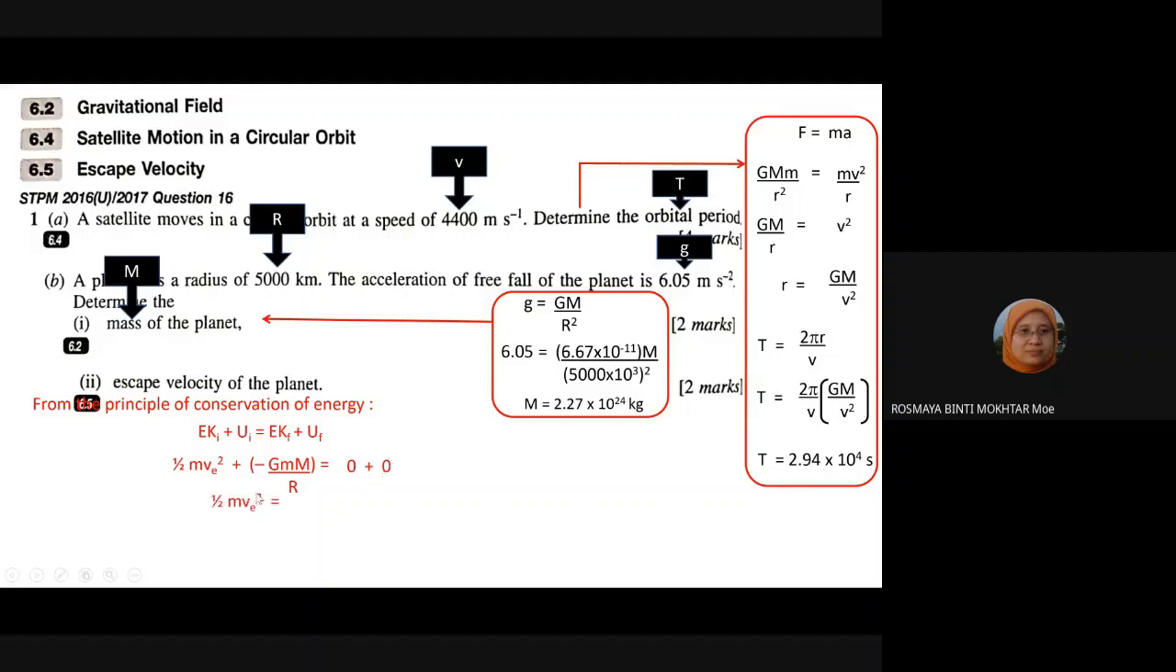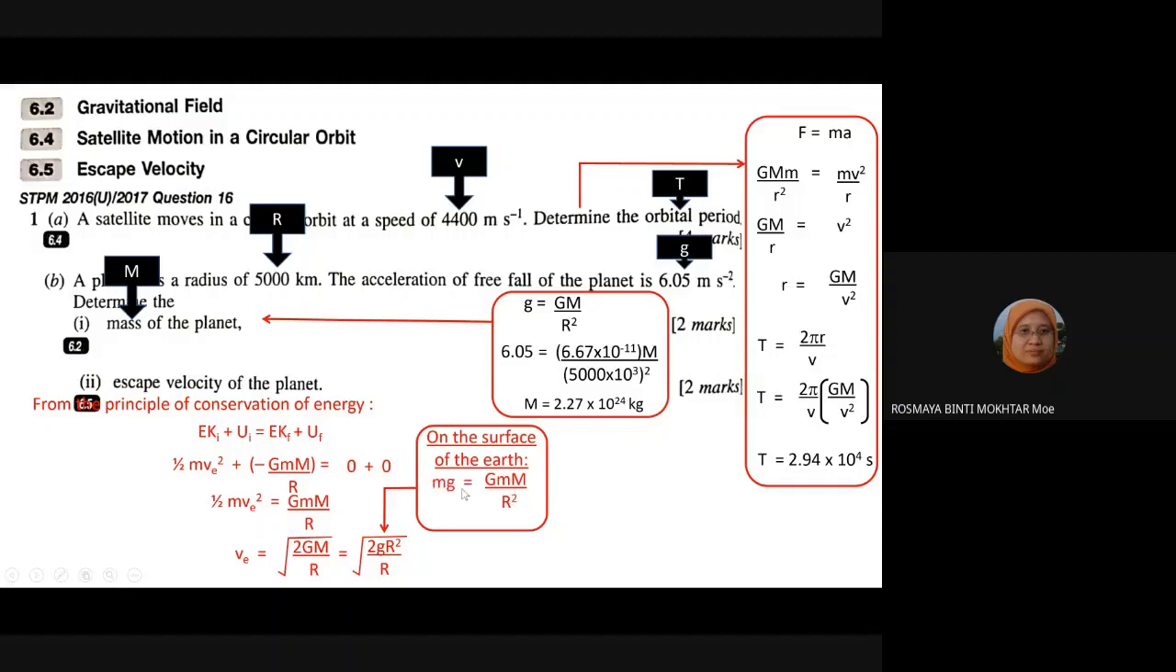Then you rearrange this, bring the potential energy to the right side, so you get plus here. Then cancel out the m, so you get the escape velocity equation, square root of 2GM per R. Then the GM you can substitute with gR squared on the surface. The gravitational force GMm per R squared equals mg. So cancel the m, you get GM equals gR squared. So you substitute into the equation.